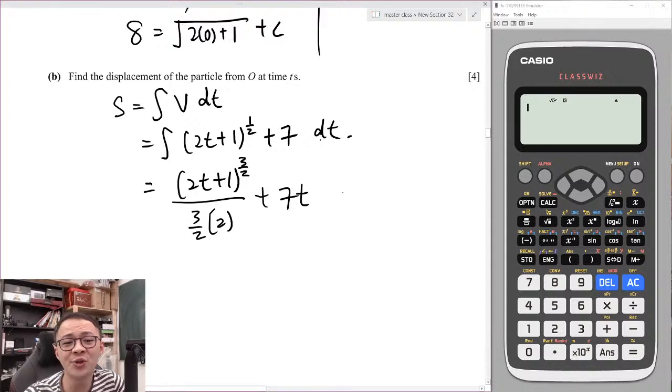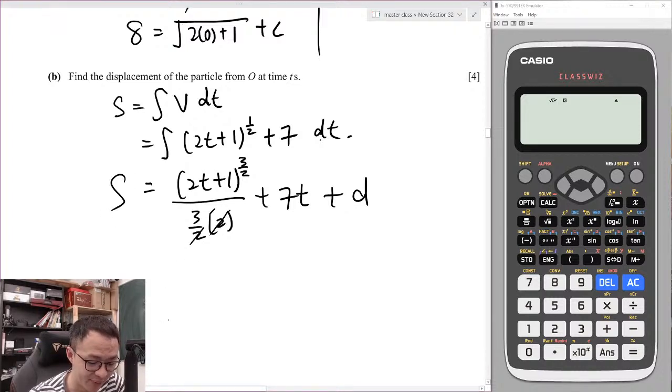Just now I already used plus c, isn't it? So I no longer do plus c anymore. I will do plus d here. Okay, this is my s here. 2 and 2 I simplify.